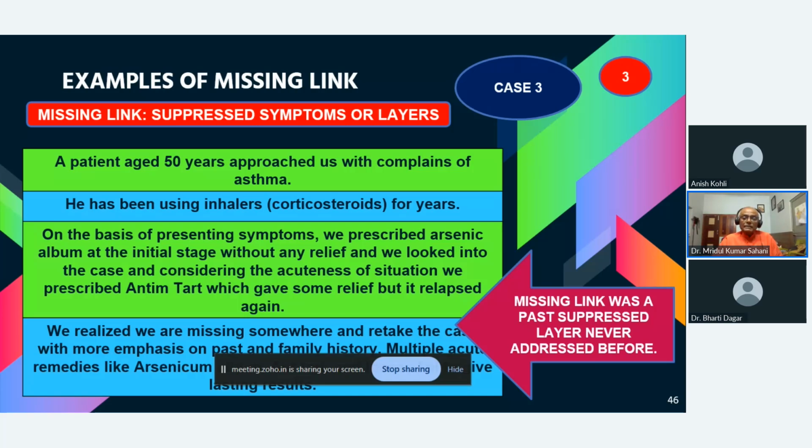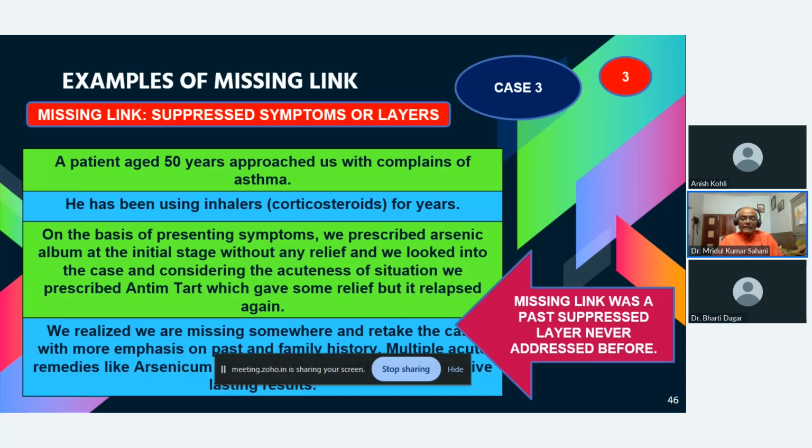On the basis of presenting symptoms, we prescribed Arsenic album at the initial stage without any relief, and we looked at the case again. Considering the acuteness of the situation, we prescribed Antim tart, which also gave some relief, but it relapsed again. So this is the mistake that we made. We realized the missing link somewhere and retook the case with more emphasis on the past and the family history.